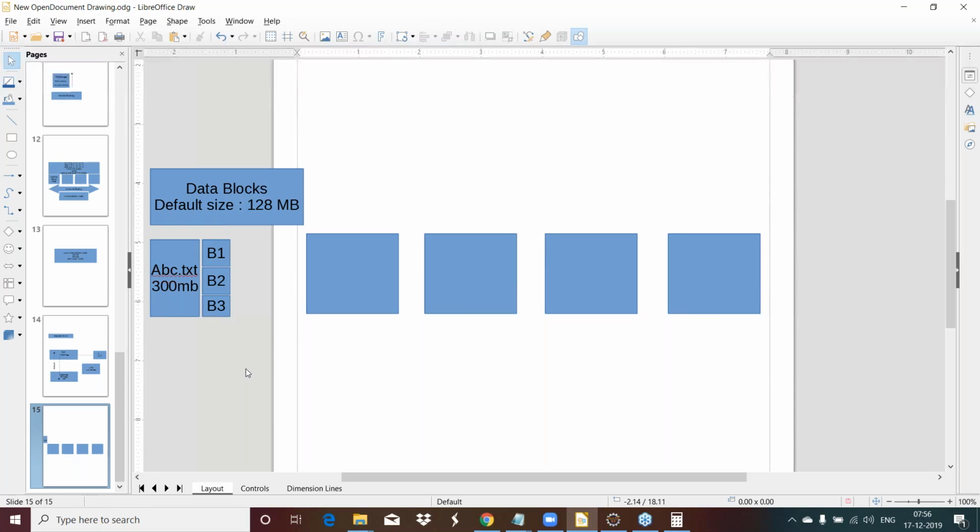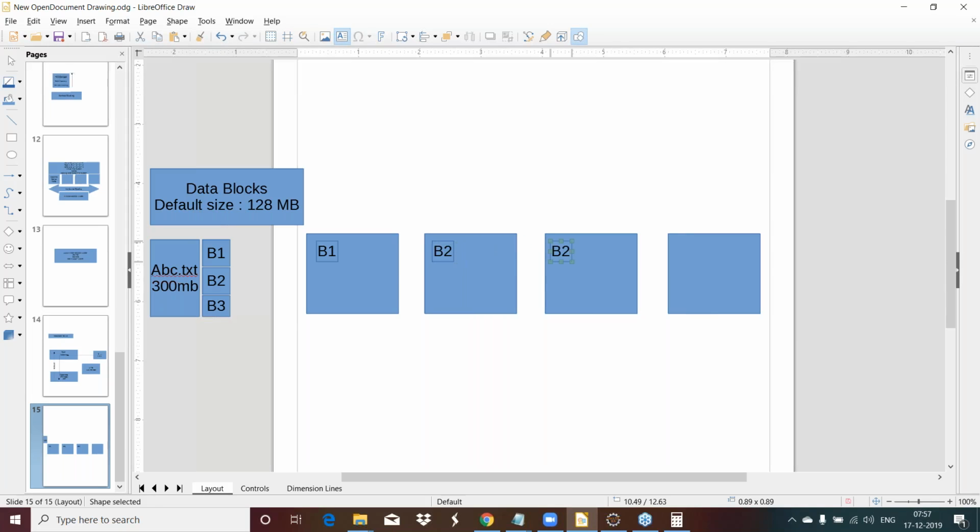And once the data is divided into these blocks, Hadoop is going to make B1 available onto this machine, right guys? Let me say it makes B2 available onto this machine, and finally let me say it makes B3 available onto this machine.